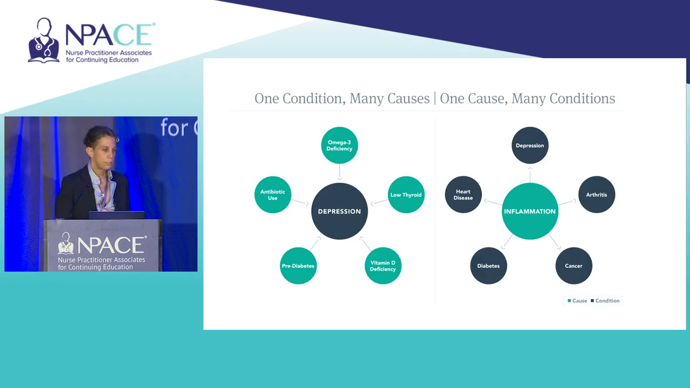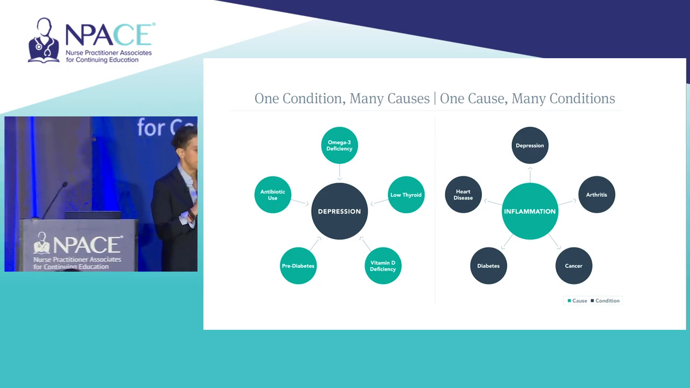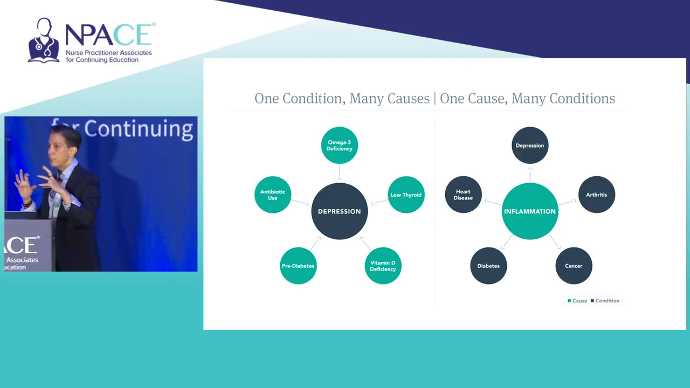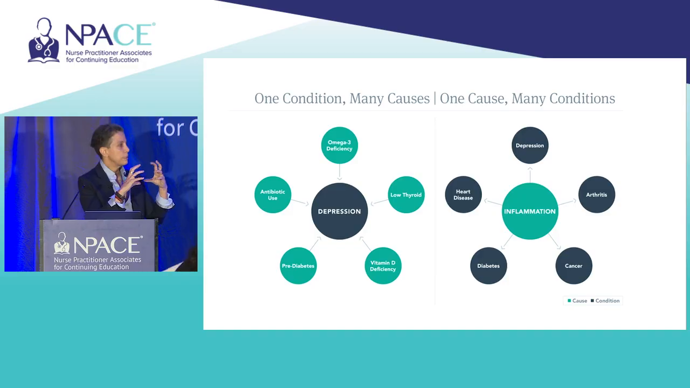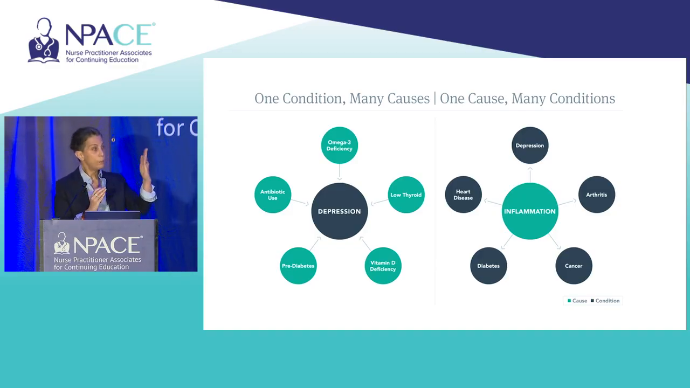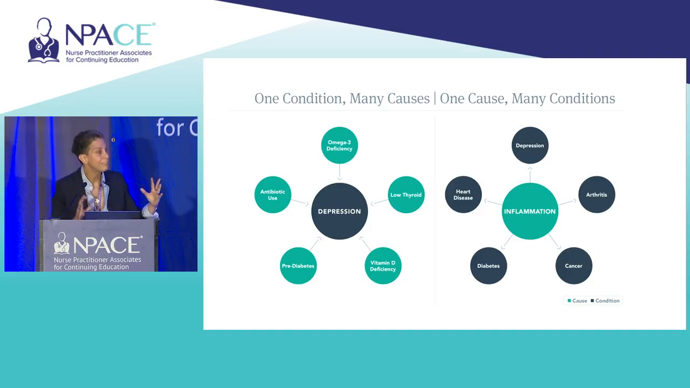So here's the other concept. By the way, my timer is not on in case anyone's interested. Here's a foundation concept in functional medicine. On the left here, you have depression. Depression is a disease, something that we're managing. And there could be a lot of reasons for it, right? It could be omega-3 deficiency. It could be from low thyroid. It could be vitamin D. So it could be a lot of causes for one condition.